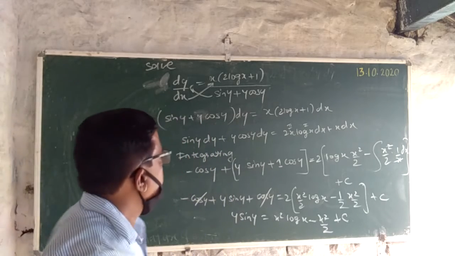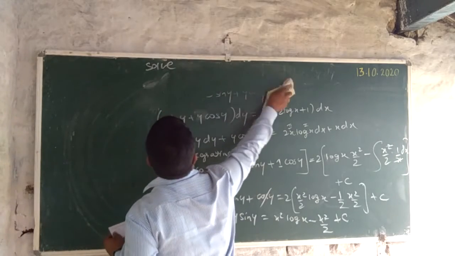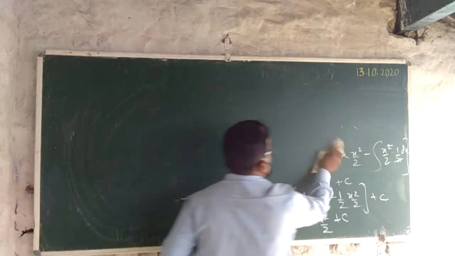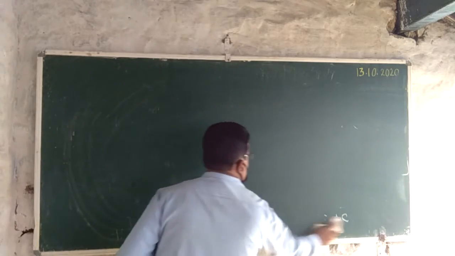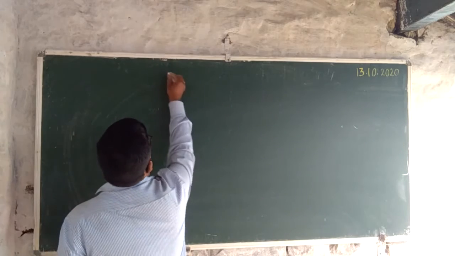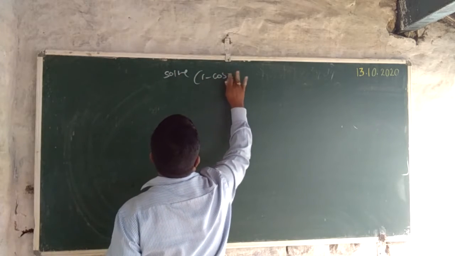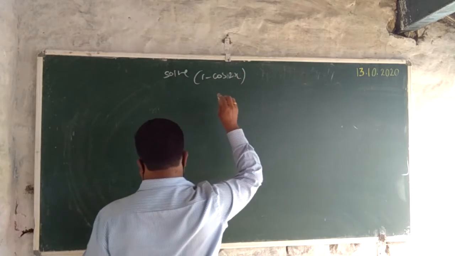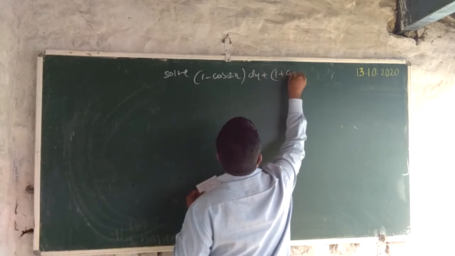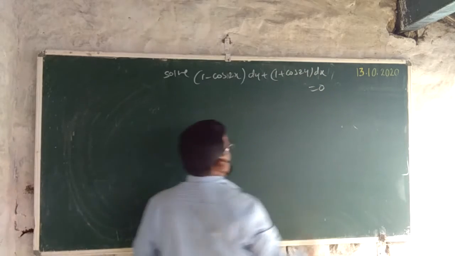Okay. So next we take another problem, which I had given as homework in the last class. So just I tell you how to solve that problem. Solve (1 minus cos 2x) dy plus (1 plus cos 2y) dx equal to 0.